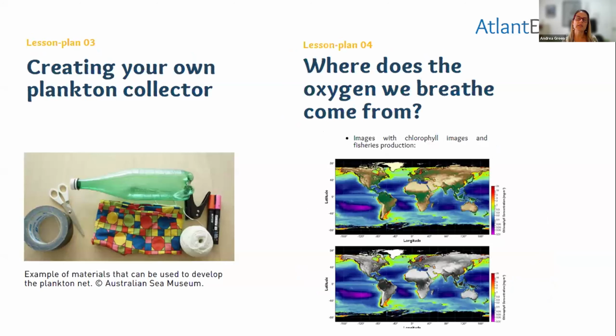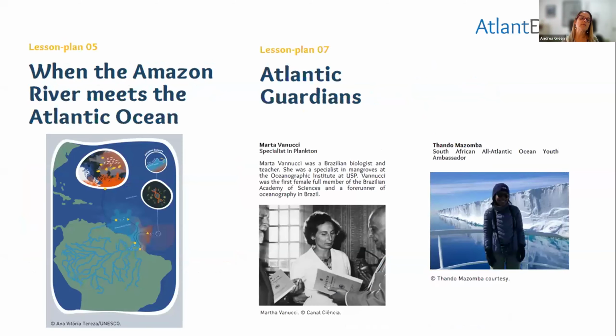Lesson plan 3, we teach how to create their own plankton collectors. Lesson plan 4, where does the oxygen we breathe come from? And this is important for the children to understand global maps and to identify the areas of most productive and also to learn that not only the forests are acting at the global balance of oxygen and CO2, but also a big part of that is made by the photosynthetic algae and bacteria.